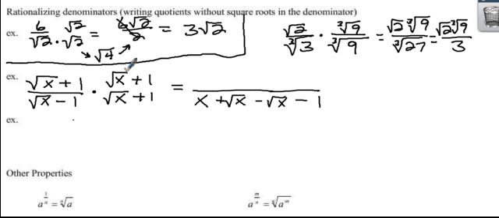On the top, square root of x times square root of x is x. Outer is root x. Inner is root x. And last is 1. I hope it's okay that I didn't draw those lines. They just get kind of messy, but it's just FOIL.